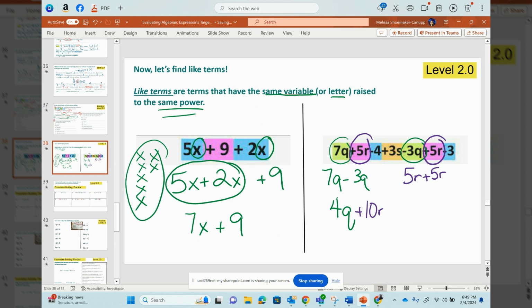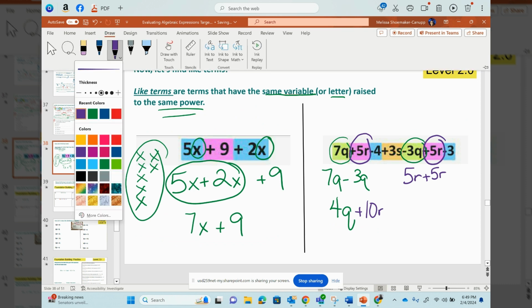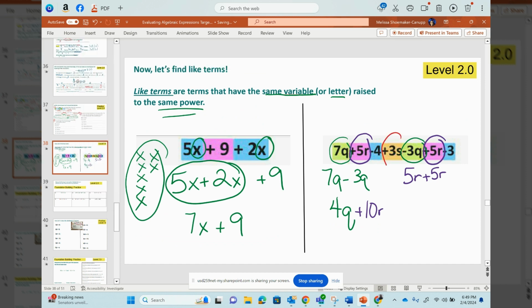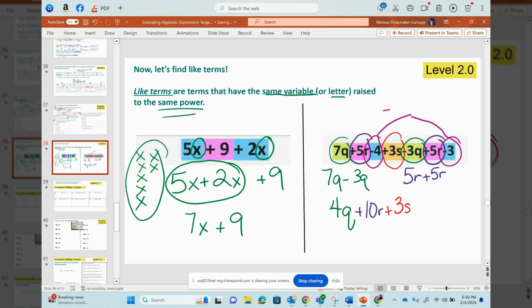I'm going to do the orange. Do you notice that the orange is all by itself? There's no other orange. So we can't put our plus 3S with anything else. But I do see 2 blue items. We have minus 4 and minus 3. That's like having 1, 2, 3, 4 minuses and 1, 2, 3 more. So how many is that all together that are minuses? Looks like 7 to me.